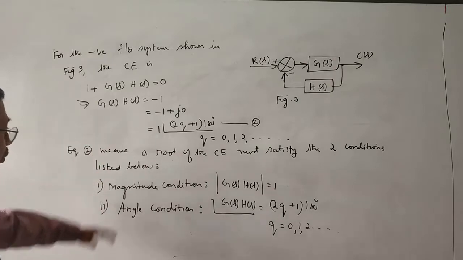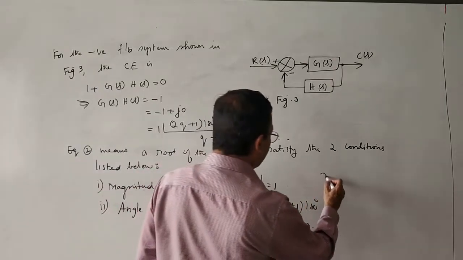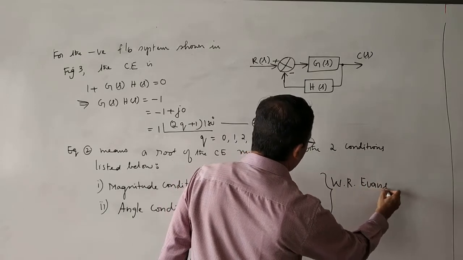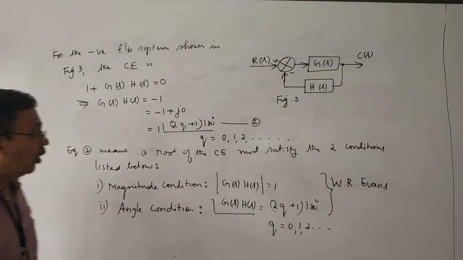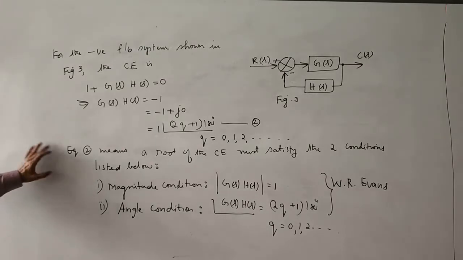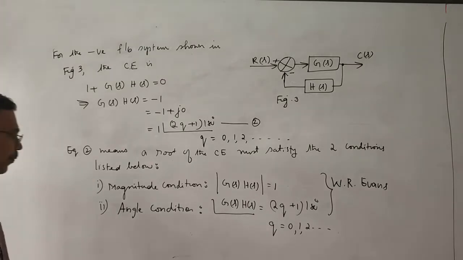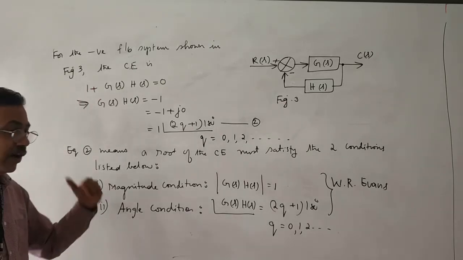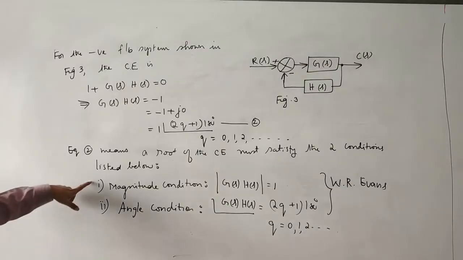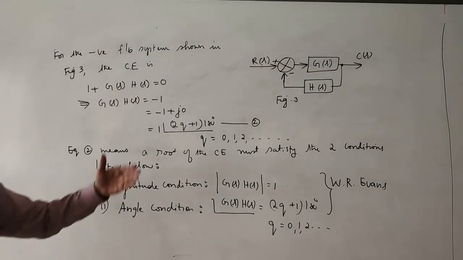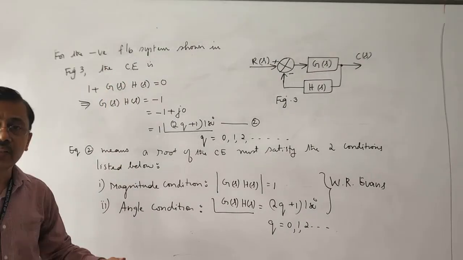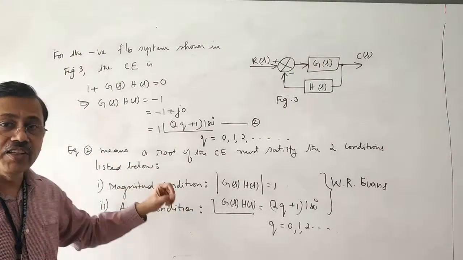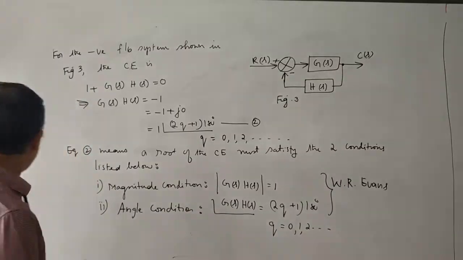Both these conditions put together were given by a scientist whose name is W.R. Evans. This is Evans' method of sketching the root locus based on magnitude condition and phase condition. Now, for rapid plotting of the root locus, based on magnitude and angle condition, several guidelines have been given. These guidelines I am going to list now without giving their proofs. These guidelines I will use while doing the problems.